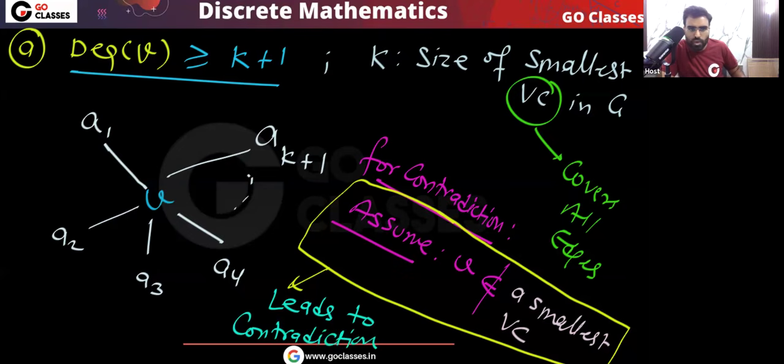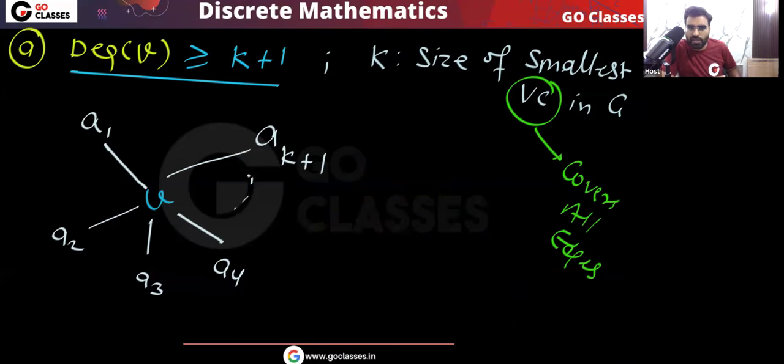Okay, if this assumption leads to a contradiction, then this assumption is false. And this assumption is saying that this V does not belong to a smallest vertex cover. So this assumption is false. So this V must belong to every smallest vertex cover. Okay, is this clear?